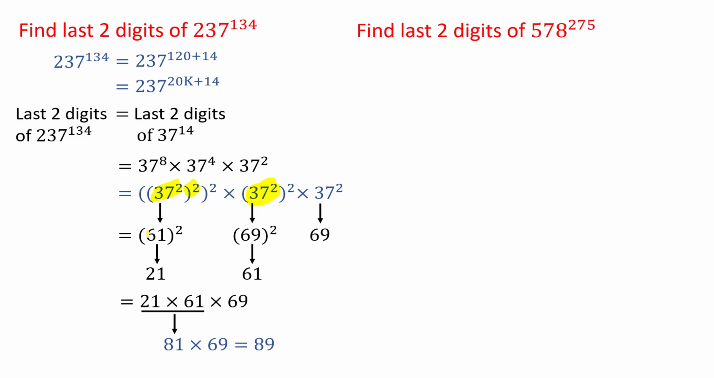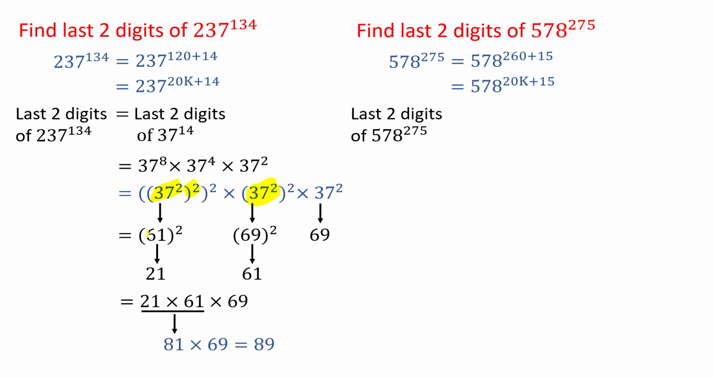Okay, so over here 578 to the power 275. Let's divide the power by 20. If we divide the power by 20, the remainder is how much? 15. So we can express the power as a multiple of 20 plus 15. From this we can see that the last two digits of 578 to the power 275 are the same as the last two digits of 78 to the power 15.